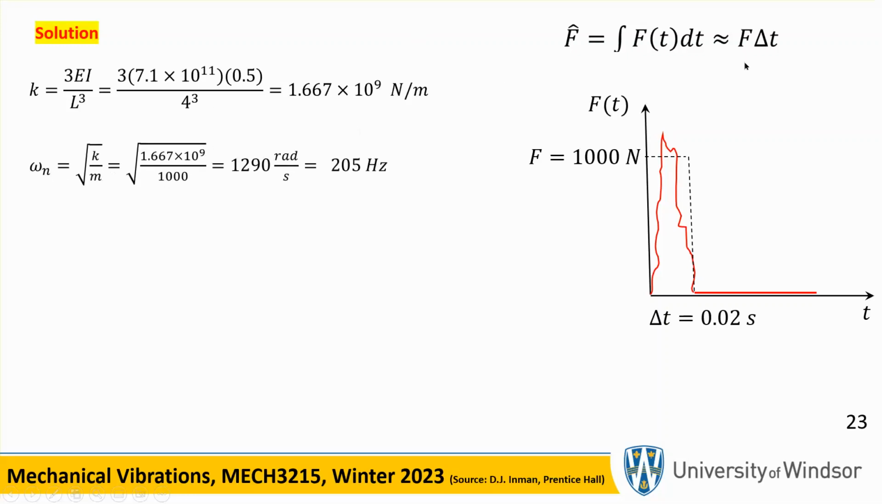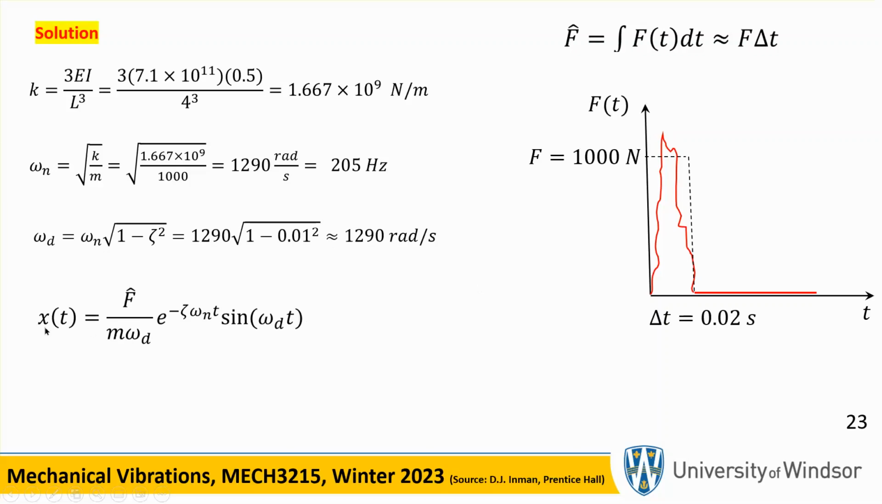The mass of the wing was given to you. I think it says 1,000 kilograms, if I'm not mistaken. You're right there, and you're going to get natural frequency, and you get a damped natural frequency, and then you write the impulse response function. So F hat is this area, which is F hat is 20, right? 20, and if you plug everything here, you're going to get this. Okay.